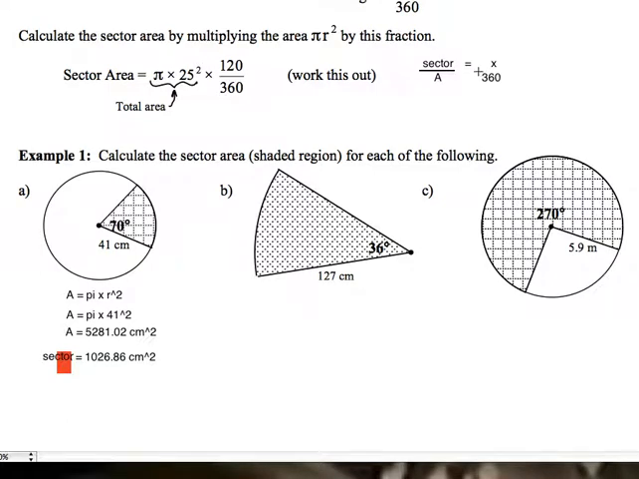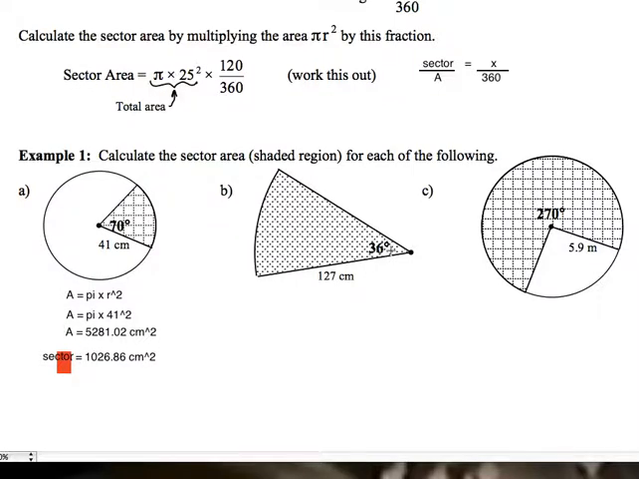Sector over area equals x over 360, where x is the central angle. And remember, in case we need it, the formula for the area of a circle is pi r squared. So let's use that in this one here.